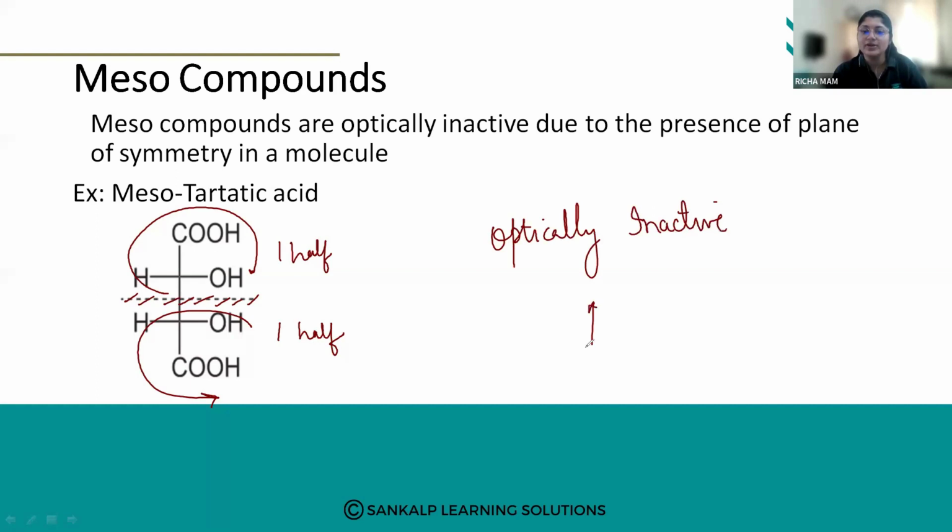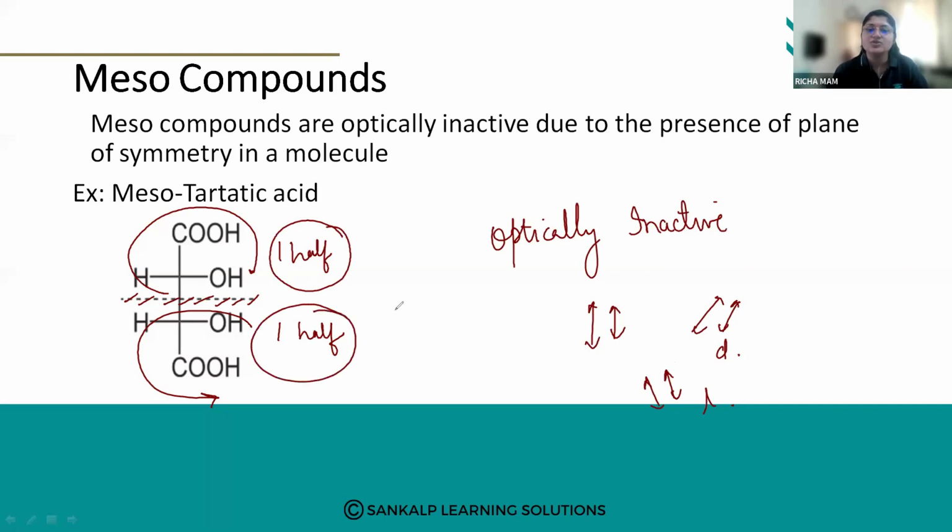If the plane of polarized light is rotated towards the right, or clockwise, then it is dextro. If it is rotated anti-clockwise, levo. But here, whatever rotation is produced by one half is cancelled or compensated by the other half. So there is zero rotation possible. Such compounds are called optically inactive, because of the presence of a plane of symmetry. This is the meaning of optically inactive.